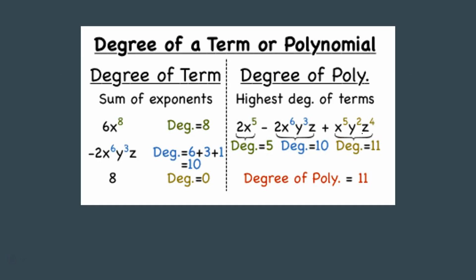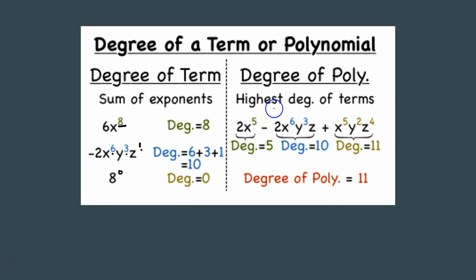Alright, so the degree of a term of a polynomial. As you can see here, we would have the sum of the exponents. In this case, it's just going to be 8. Okay, we have a monomial here, but we have a degree of 6, a degree of 3, and an imaginary degree of 1, which would give us the degree of 10. 8 has no degree, it has a 0 degree.